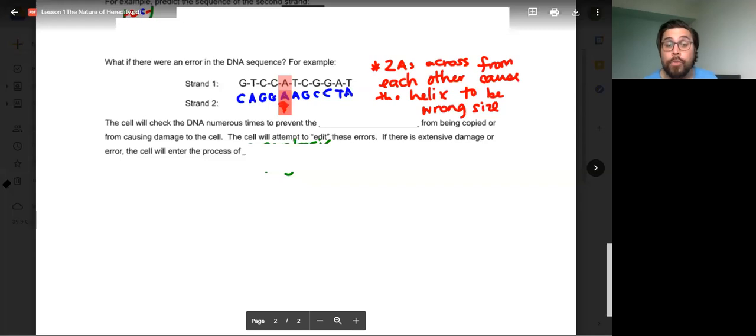So the cell will check the DNA hundreds of thousands of times per second to prevent those mutations from being copied or causing a cell to be damaged. Now, we've talked about mutations a little bit so far. We will spend way more time talking about it in the next unit, but these mutations are bad, usually, okay?